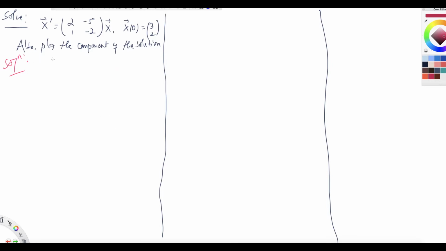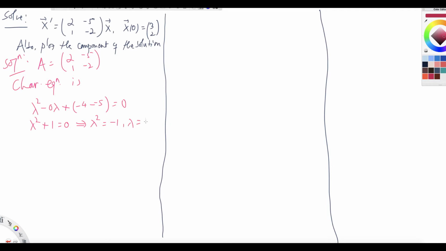So what is the matrix A? Matrix A is 2, negative 5, 1, negative 2. How do I find the characteristic equation? It is lambda squared minus the trace, which is the sum of the diagonal, which is 0, times lambda, plus the determinant, which is 2 times negative 2, that is negative 4, minus 1 times negative 5, that is negative 5, equals 0. So you get lambda squared plus 1 equals 0. This implies lambda squared equals negative 1. If you take the square root on both sides, you get lambda equals plus or minus i.